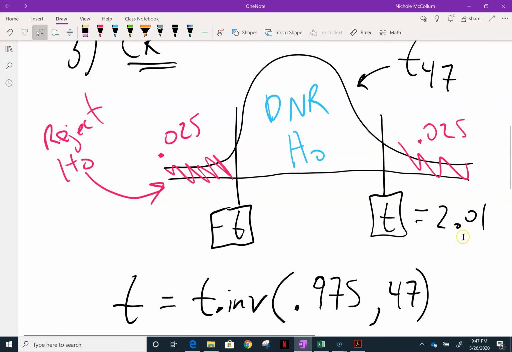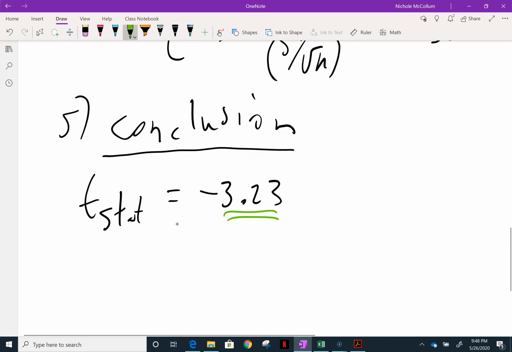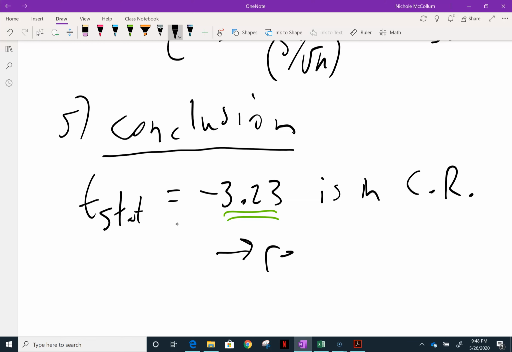Remember, this number is negative 2.01. Negative 3.23 is less than it, which means we could even highlight it. There it is. That's negative 3.23. And that's in the rejection region. All right, this number is the green number. That's in the rejection region. So it is in the critical region. That implies I reject H naught. And we're done. I clearly reject H naught.